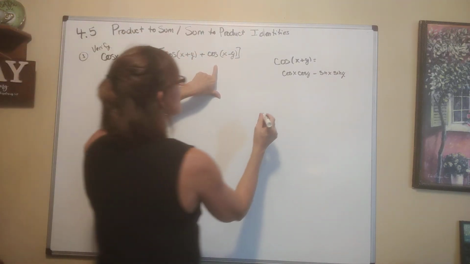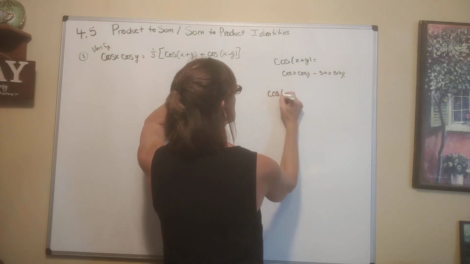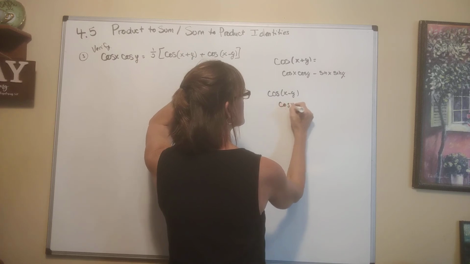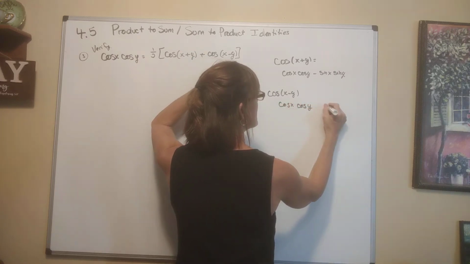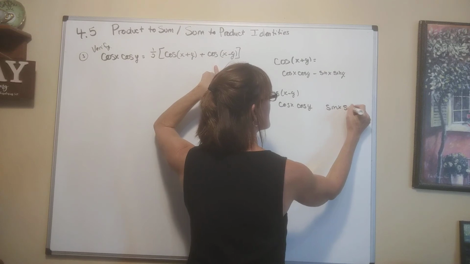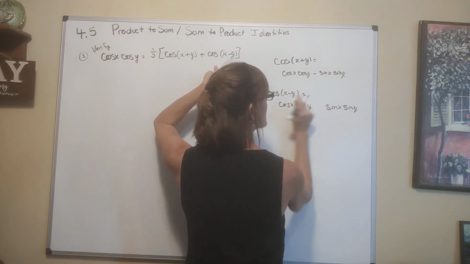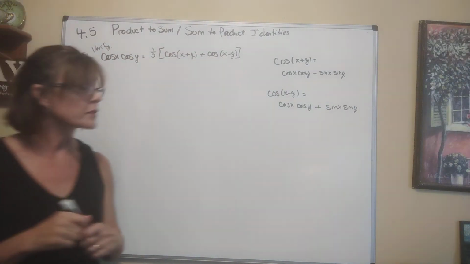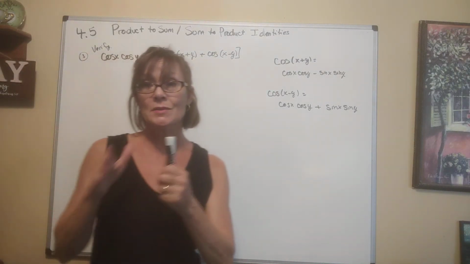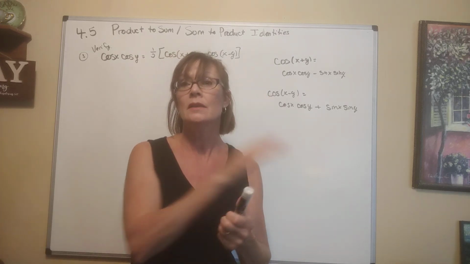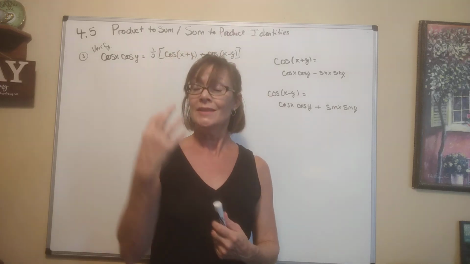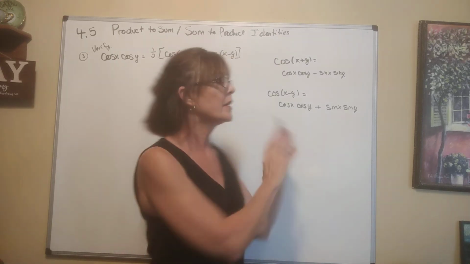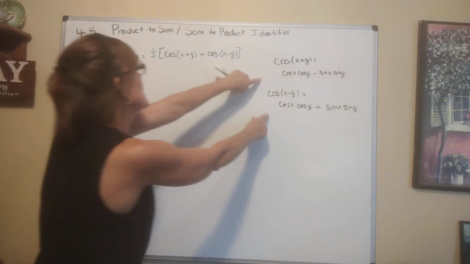So this identity, the cosine of x minus y, is cos cos, sine sine, but the sign positive negative gets switched. And so on for the sine of x plus y, it is sine cosine, cosine sine, but if it's added, it stays added, or if it's subtracted, it stays subtracted. Anyway, these are the ones that we're going to use. So I'm going to use these in here.